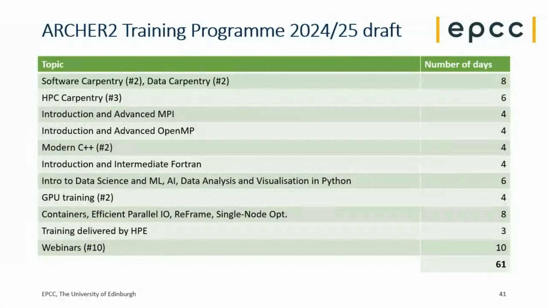Also other courses like containers, efficient parallel I/O, and ReFrame, which will be a new course this year. When I talk about the year, it means May 2024 to April 2025. Also another course on single node optimization. We also have training delivered by HPE that normally covers the Cray compiler suite, profilers, and techniques to make the code more efficient. An example is next week we will have a HPE course on GPUs, and webinars on general topics.